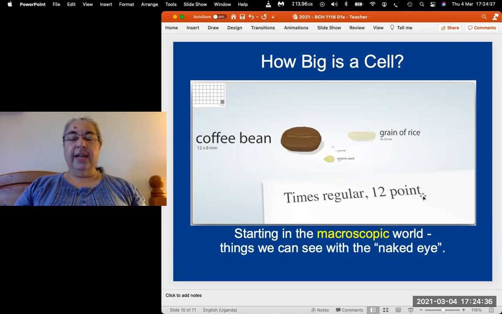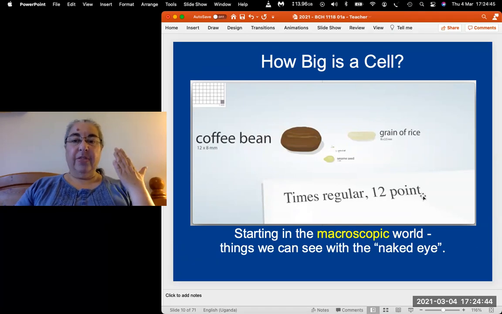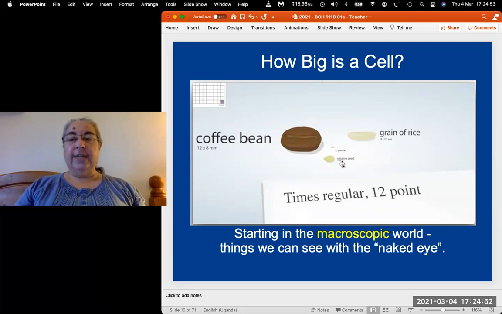So we're starting in the macroscopic world. Macroscopic, a word meaning things that we can see with our naked eyes. You know that a sesame seed is quite small, but you can see it quite easily. So we're zooming in on things that are smaller.